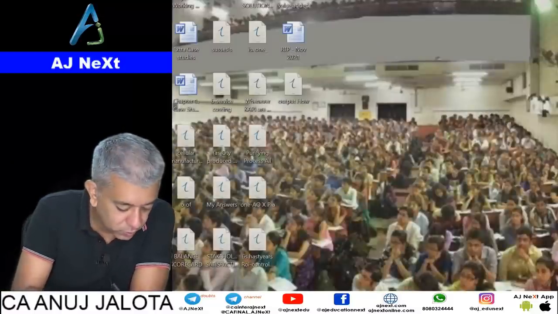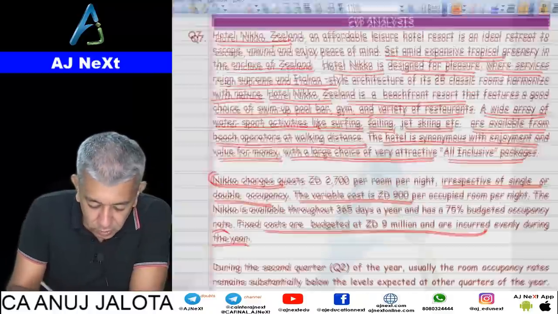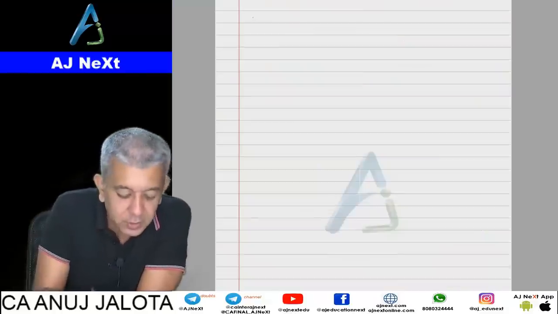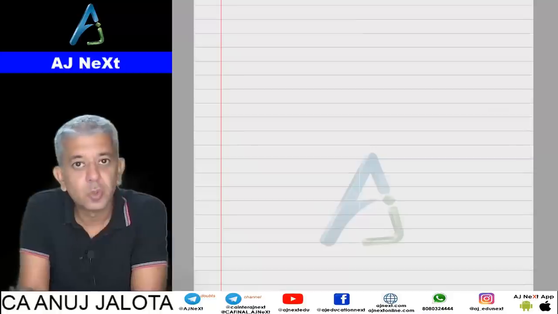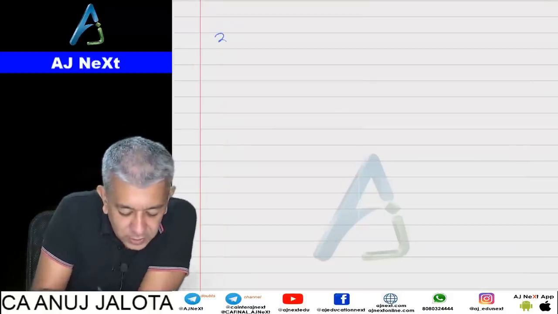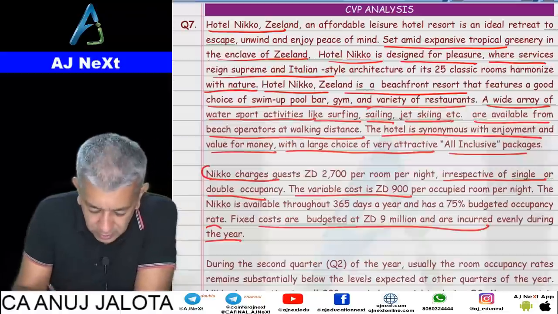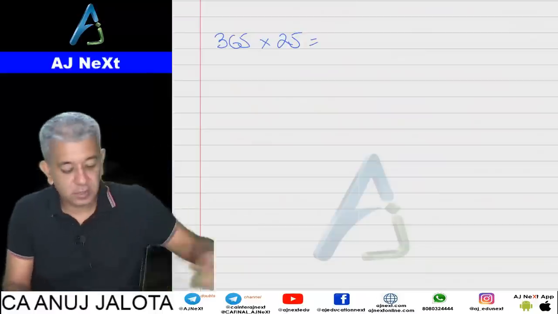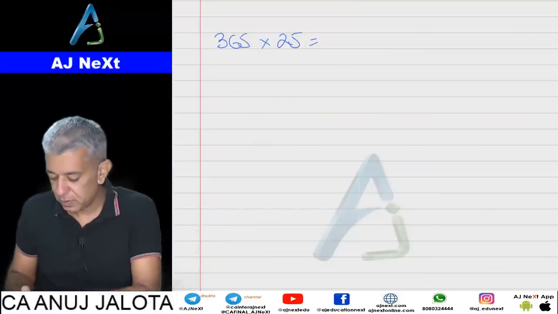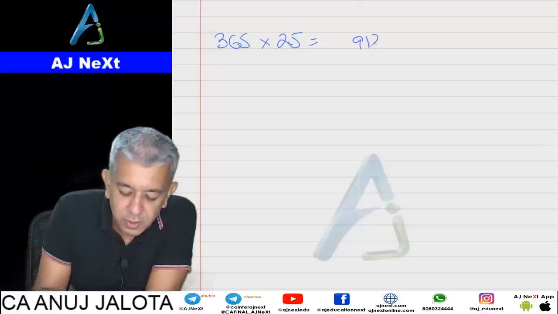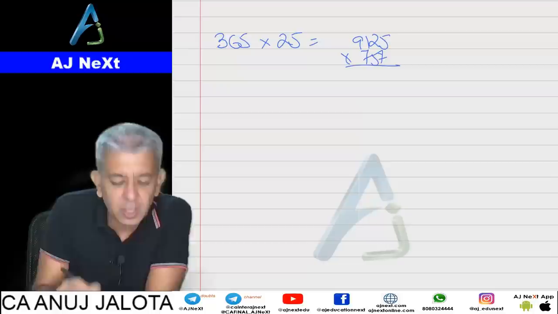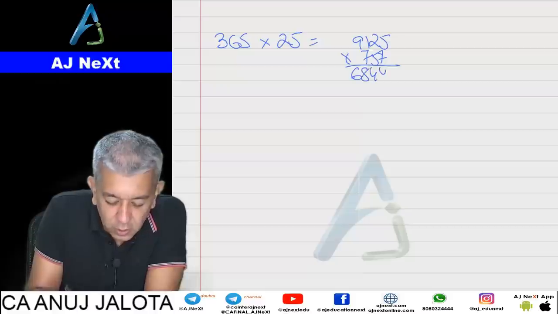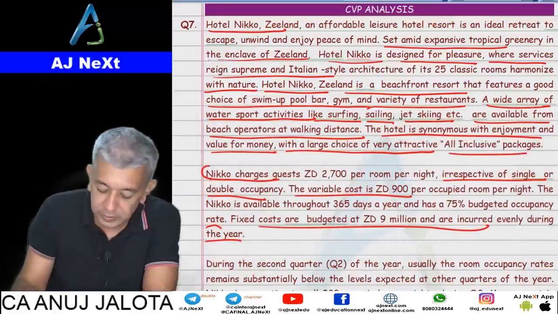Wait a second, let me do one small thing. Suppose I write a few things. The 100% occupancy will be like this: 365 days into how many rooms? 25 rooms. So 365 into 25 comes to 9125. At 75% occupancy, the room days occupied are 6844. So this is the occupancy in terms of room days.